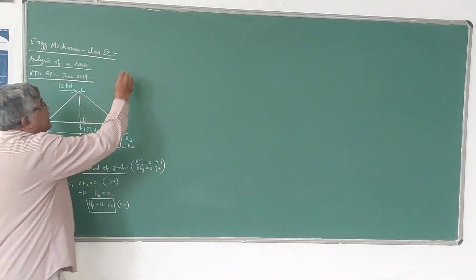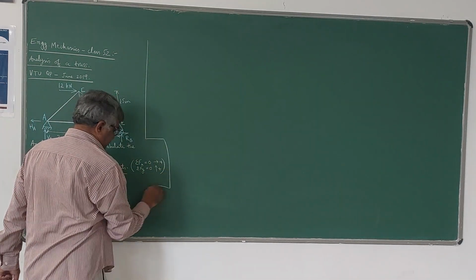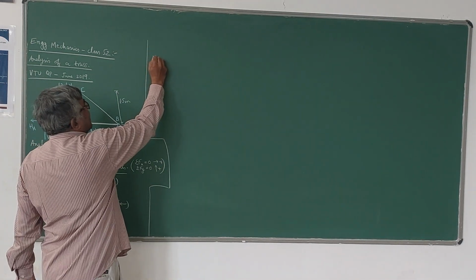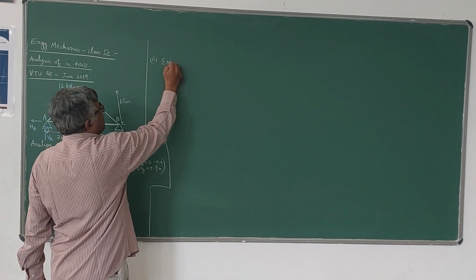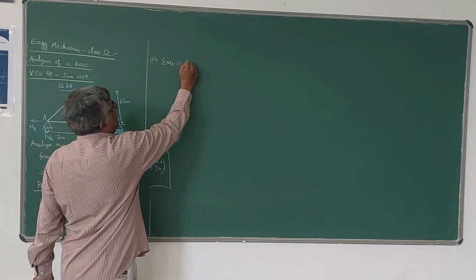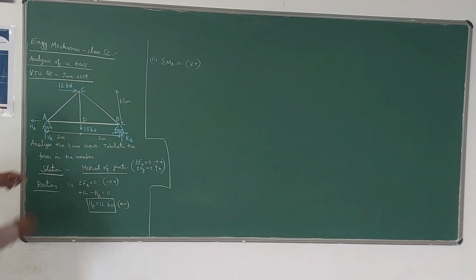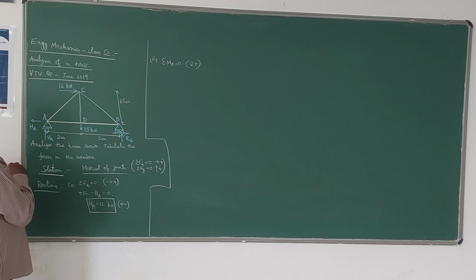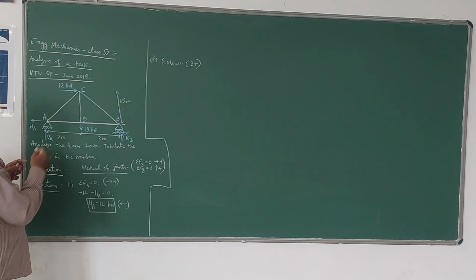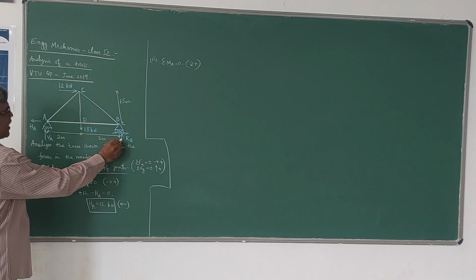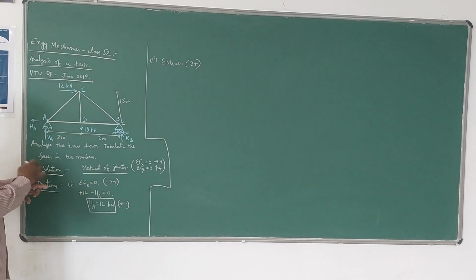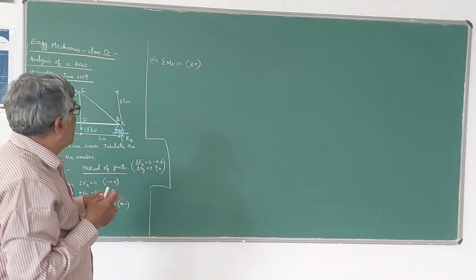Next, the second equation, I can take the moment equation, sigma MA is equal to 0. Clockwise moments I will take positive, anti-clockwise negative. So I have to find the moments of these two forces and also this reaction about the point A, and I have to equate it to 0.